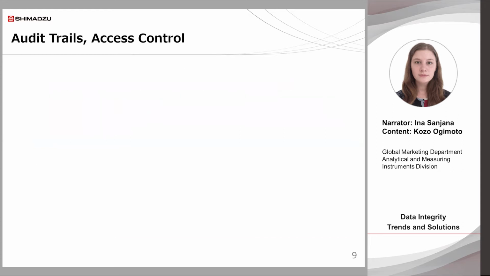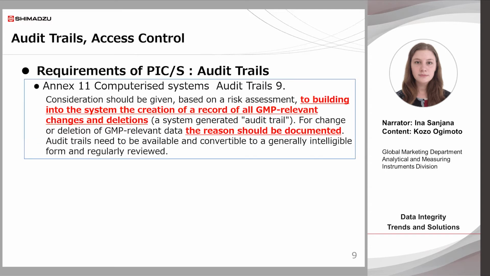The third requirement relates to audit trails, that is, a record of changes to the data. It is stated that consideration should be given, based on the risk assessment, to building into the system the creation of a record of all GMP-relevant changes and deletions. In general, an audit trail allows you to record changes by hand, such as recording changes to data in a logbook. However, it is very difficult to ensure that the history of changes in the logbook is correct and error-free.